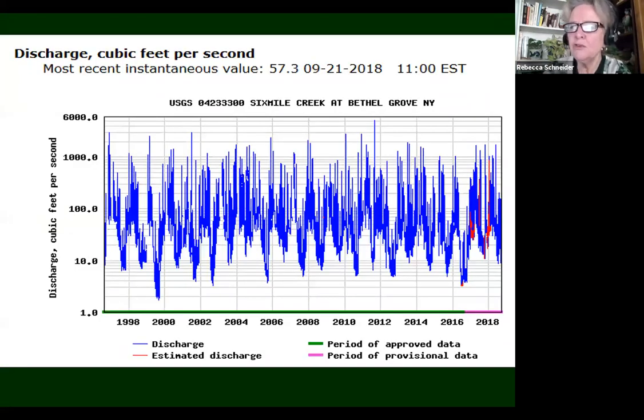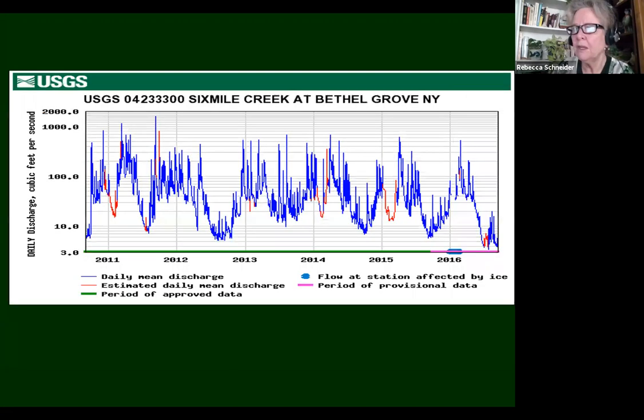So this is the discharge hydrograph for the entire extent of data for 6 Mile Creek, from when they started measuring in 1997 through 2019. You're seeing the rises and falls in the water level. And zooming in a little closer, you can see that the rises tend to occur around March, and then in August, it's low again, but there's a lot of variability from year to year.